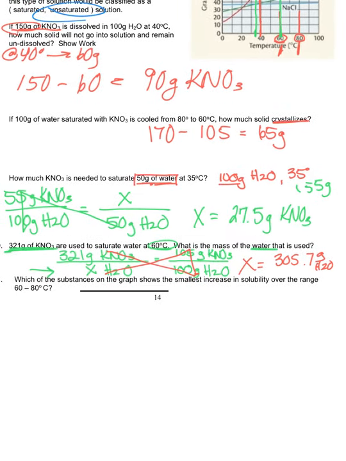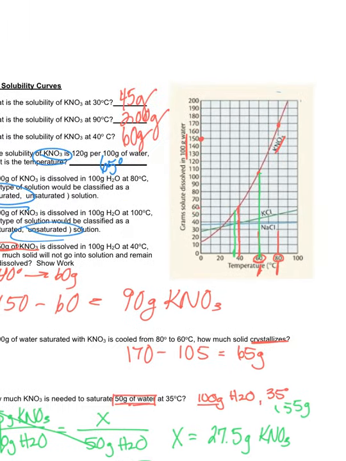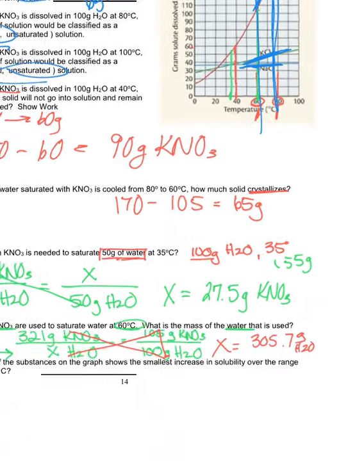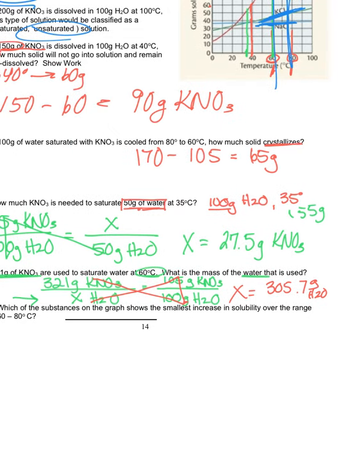Okay, so which of the substances on the graph shows the smallest increase in solubility over the range from 60 to 80? If we look up at the graph and we're looking from 60 to 80 degrees, you're really looking at the slope of the red, looks like that. The green looks like this. And sodium chloride's down there in the blue line looking pretty darn straight. So the one with the smallest slope is going to have the smallest increase of solubility.